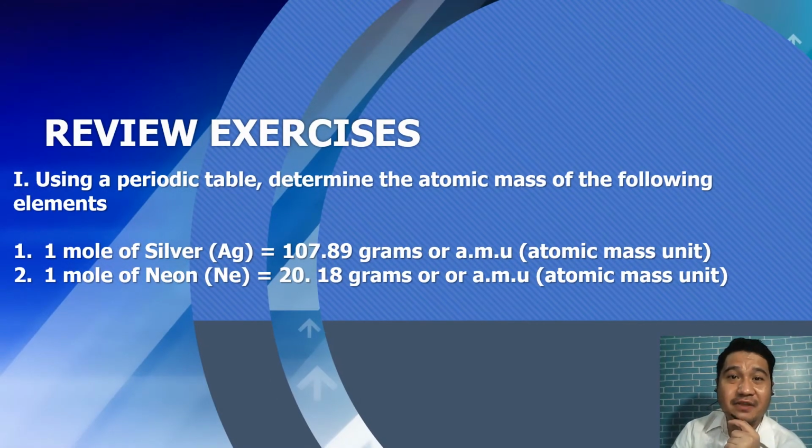Let me now reveal the answers for our practice exercise number 1. 1 mole of silver is equal to 107.89 grams or 107.89 AMU. AMU means atomic mass unit. Number 2, 1 mole of neon is equal to 20.18 grams or 20.18 AMU. Did you get the same answer?